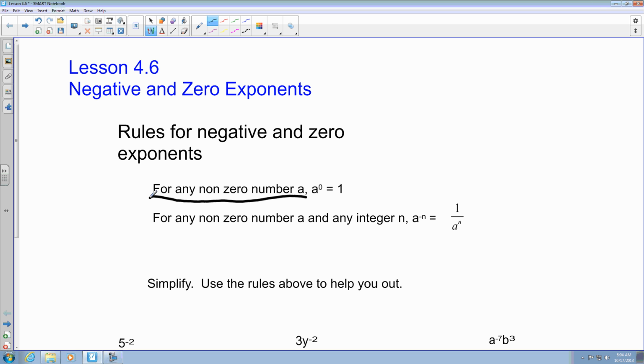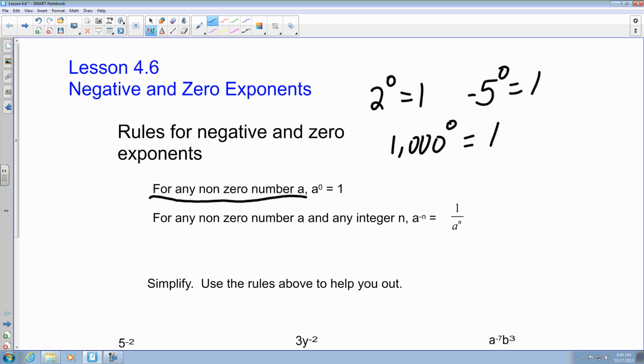So if I had 2 to the 0 power, that would equal 1. If I had negative 5 to the 0 power, that would equal 1. If I had 1,000 to the 0 power, that would equal 1. So any number raised to the 0 power will equal 1.